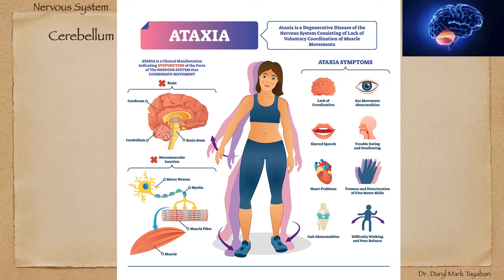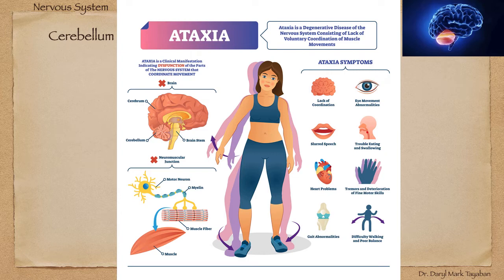Also, people who consume too much alcohol may show ataxia because alcohol inhibits the activity of the cerebellum. That's why the picture shows that if you're alcoholic. These are nice to know, but actually I could include this for our quiz.